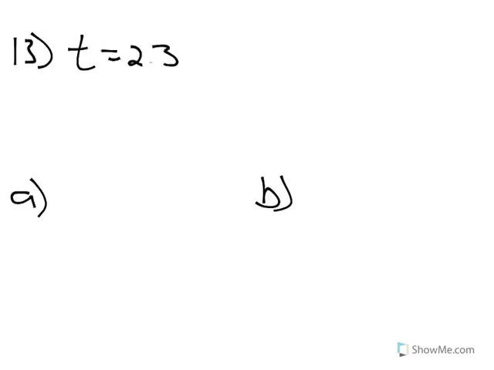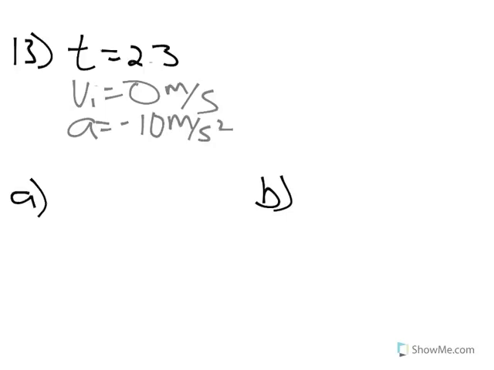Number 13. A seagull drops a clam onto some rocks in order to crack the shell. The clam falls for 2.3 seconds. We don't know anything else. The initial velocity, though, is 0 because it was dropped, and the acceleration would be negative 10 meters per second squared because it's in free fall. So question A says, how fast is it going? So we're looking for VF on A. So we're going to do A is equal to VF minus VI over T.